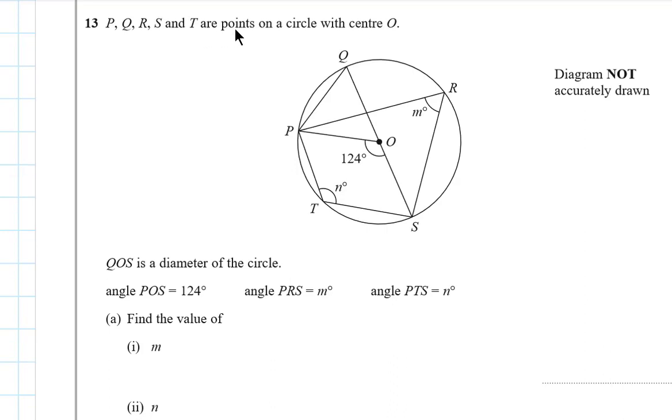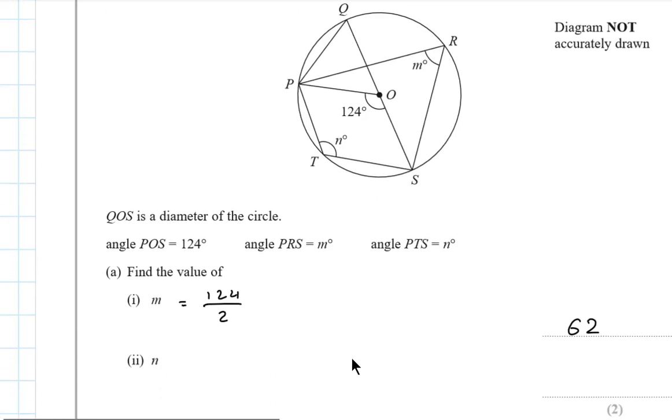Question 13. P, Q, R, S, and T are points on a circle, okay? Center O, all given, written in the diagram here. Find the value of m. If you look at m, it's very easy because m should be 124 divided by 2. This is the central angle, and this is the angle which is drawn from the circle. R is on the circle and has the same arc, so it will be 62.